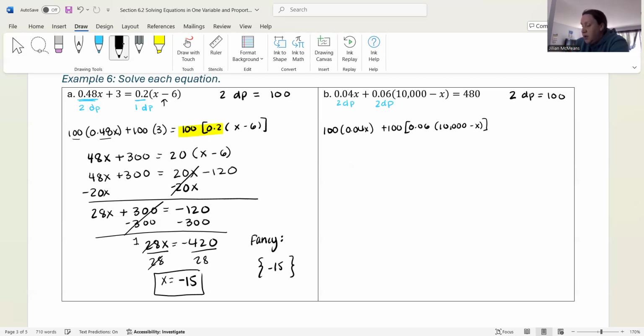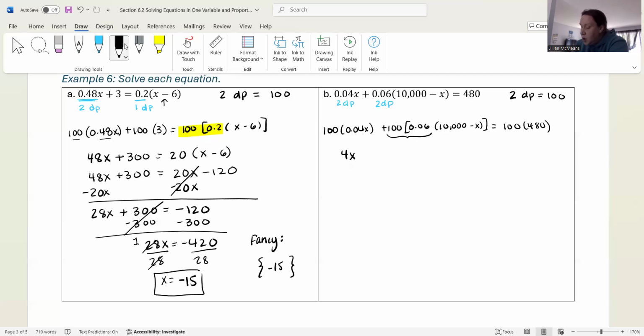Now remember, we don't multiply all three pieces here by 100. We just multiply these two pieces together, and then when we distribute, that 100 kind of gets pulled into that set of parentheses. And then that's going to equal 100 times 480. Okay, so now we can clean things up. 100 times 0.04 allows me to move my decimal to the right twice, which would make that just 4x.